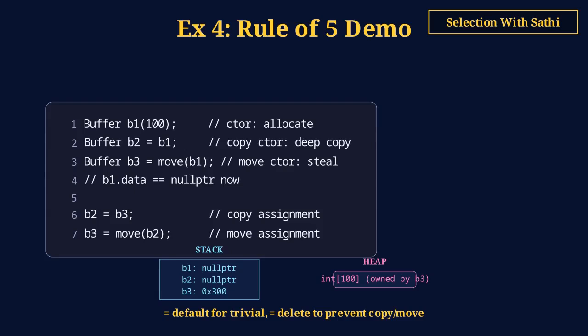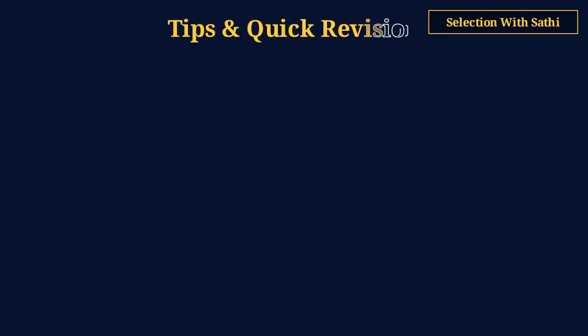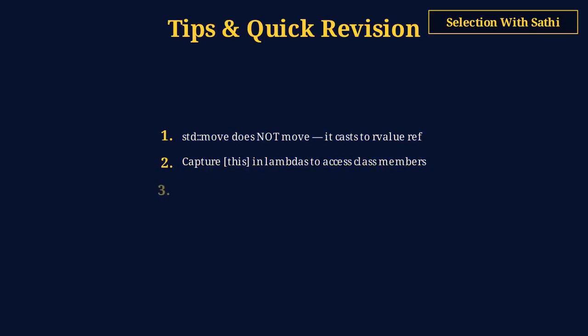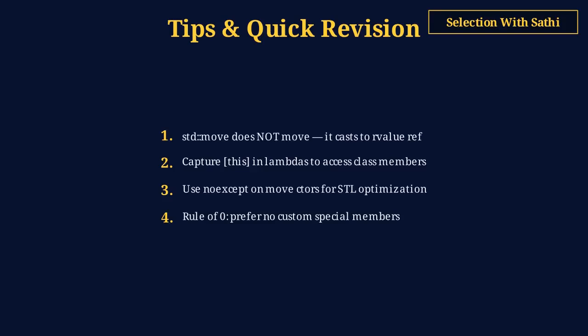For 1 million integers, copy takes about 4 milliseconds. Move takes about 1 microsecond. That's 4,000 times faster. Quick tips. Tip 1. std::move doesn't move, it just casts to rvalue reference. The actual move happens in the move constructor.